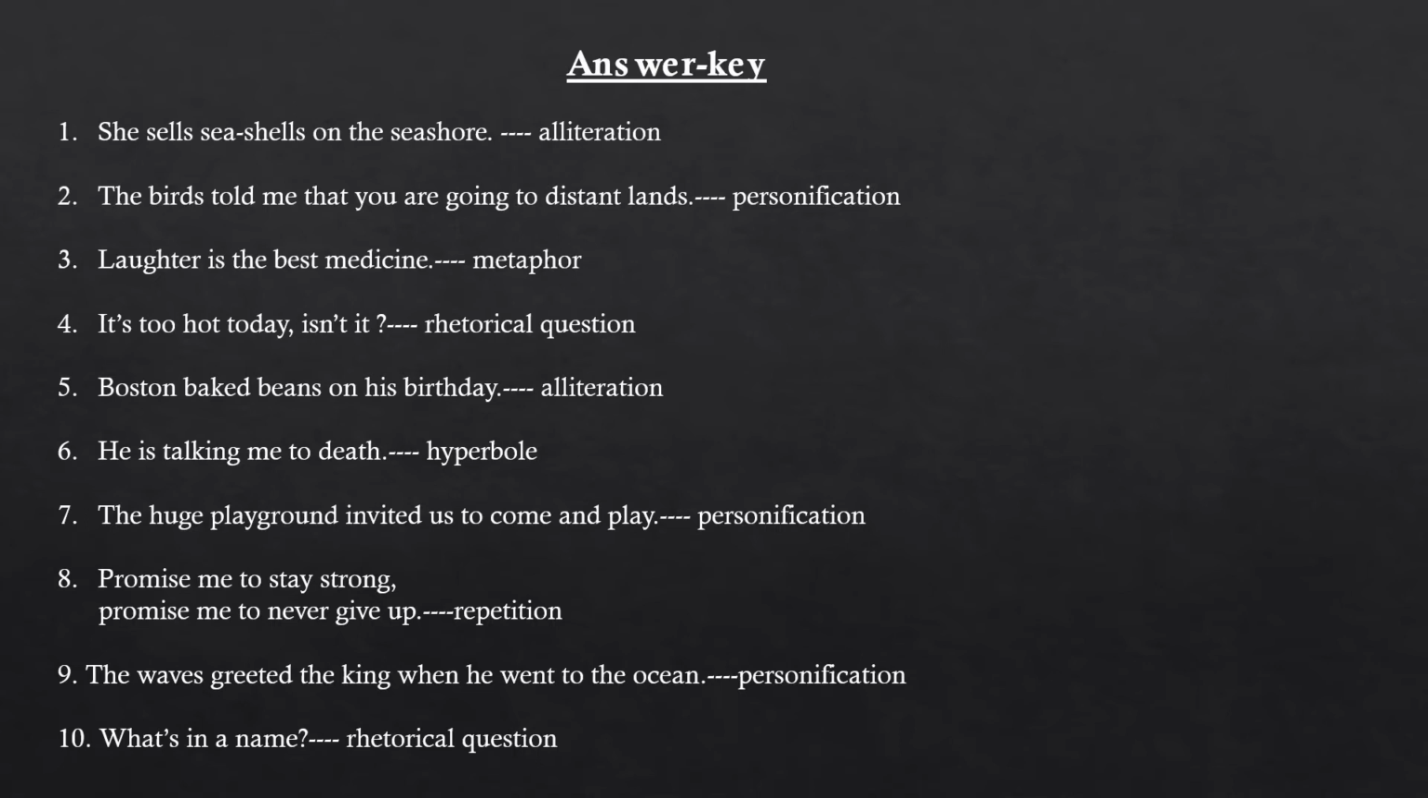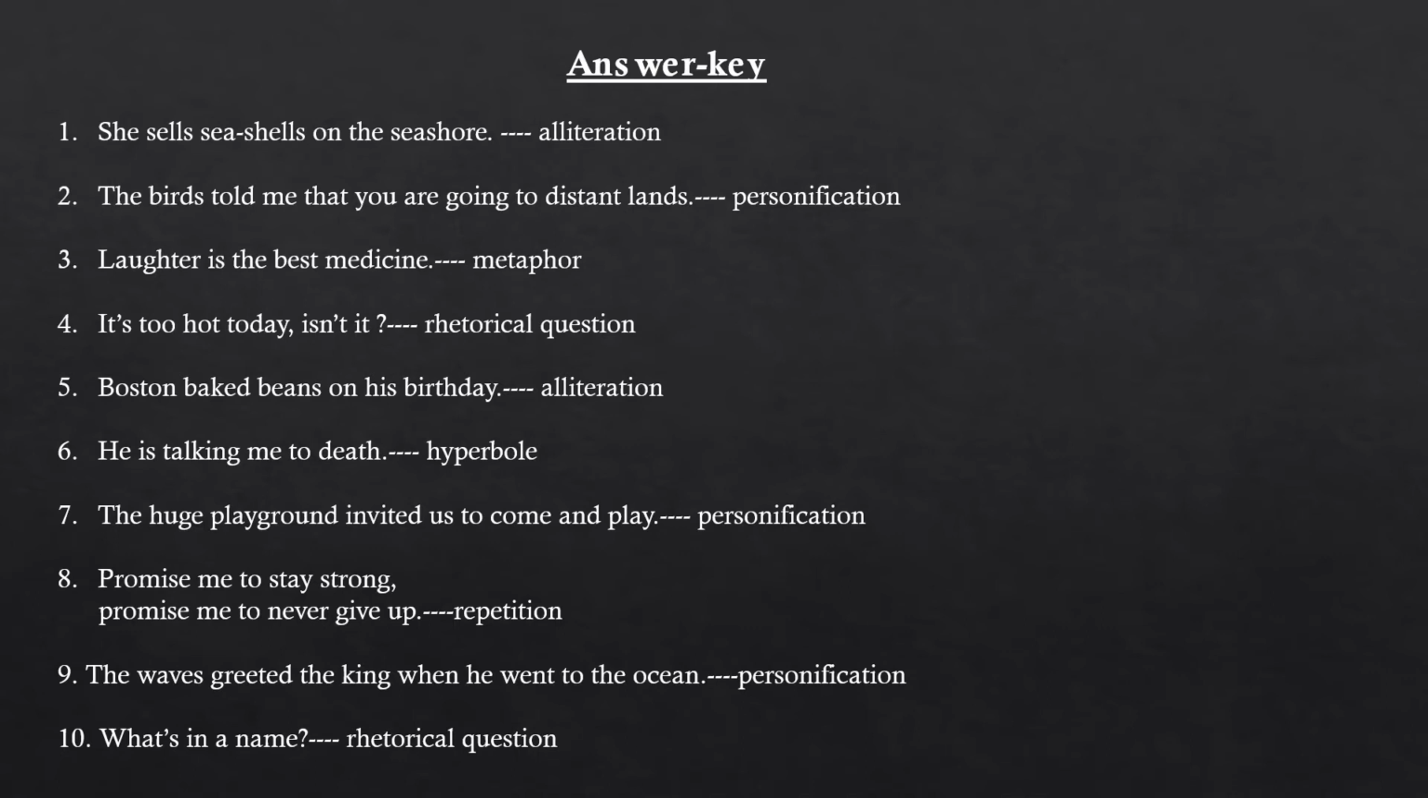The sixth sentence, he is talking me to death. Now, this is an example of hyperbole because the effect of a person who is talking so much on the listener is that the listener is getting bored. So he is not actually dying, of course, but to exaggerate the point that he is getting bored too much, the word death has been used. So, this is an example of hyperbole.